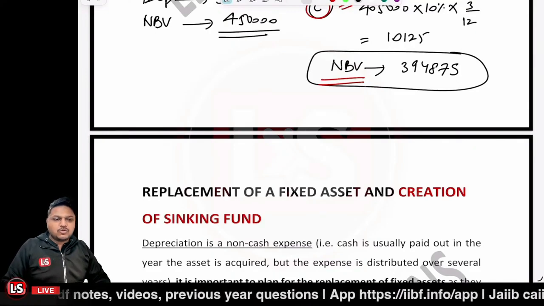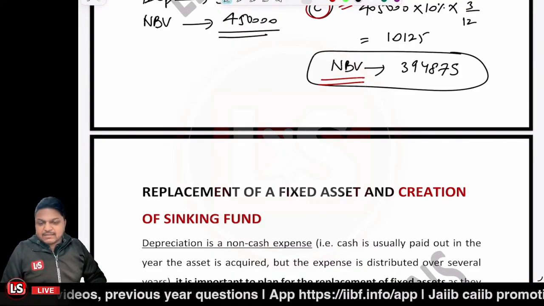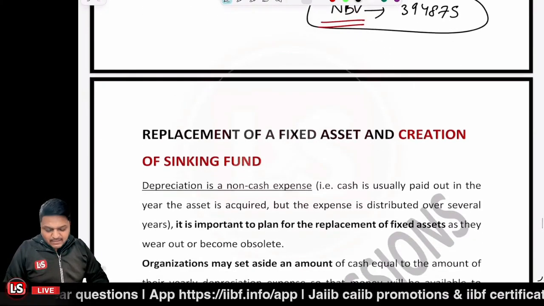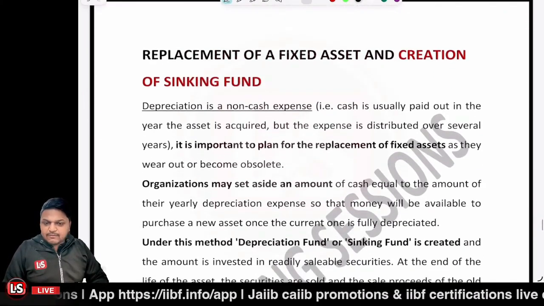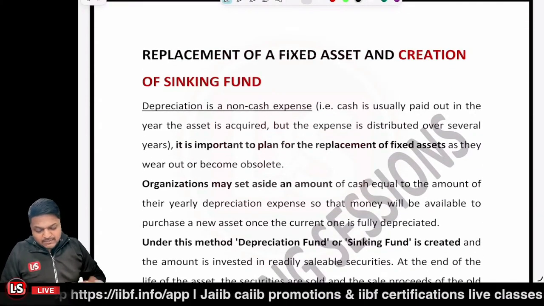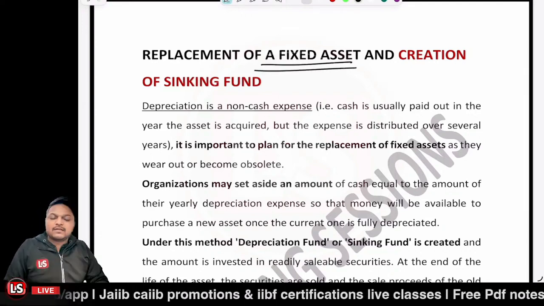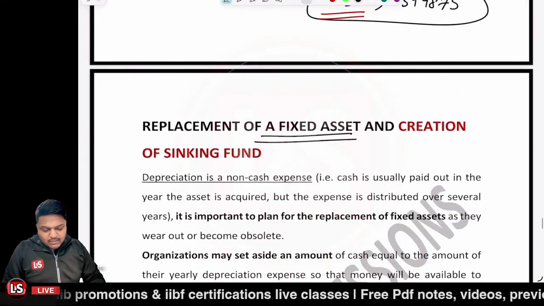So you should keep in mind that this is the amount you should be keeping aside so that you can replace the asset, and that is the amount you have to keep aside for the replacement of the fixed asset. And we do create a sinking fund for the same. Now, what is the concept related to sinking fund?